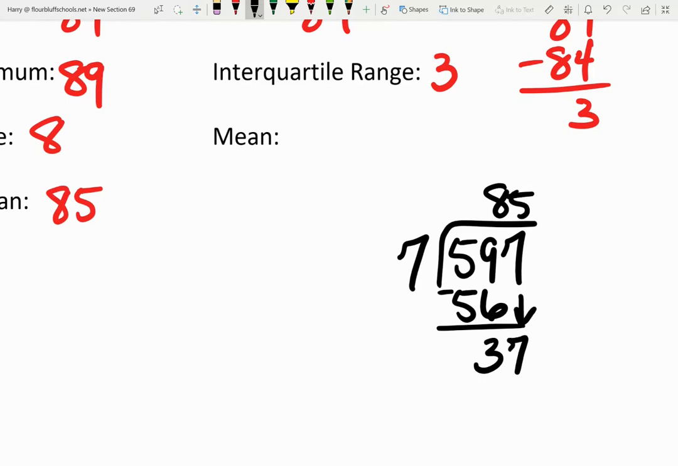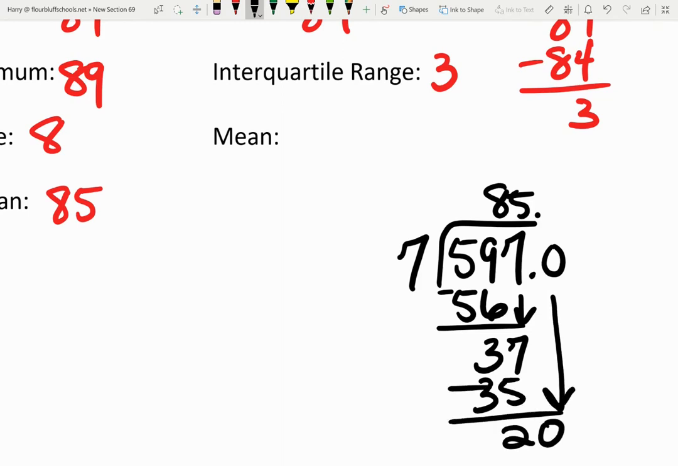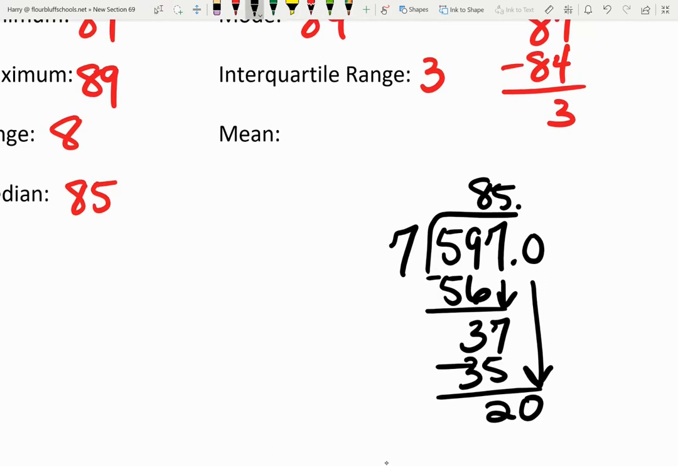So right now we're at 85, and I want to know if that's going to round up to 86 or stay at 85. So what I'm going to do next is go ahead and add my 0 and bring it down. And 7 goes into 20 only 2 times. So it's going to stay at 85. So the average is about 85 degrees.